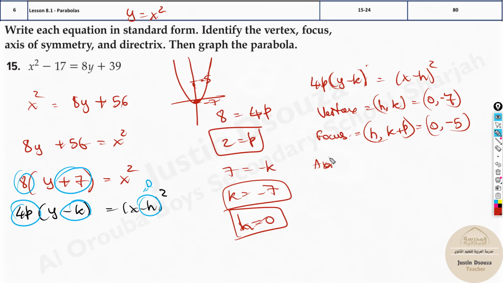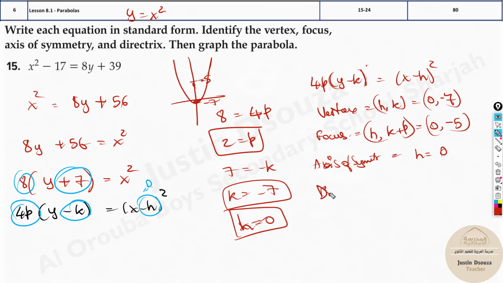And what next? Axis of symmetry. Now this was what? Axis of symmetry is basically this h value. H is equal to what? H is over here, 0. Axis of symmetry is 0.